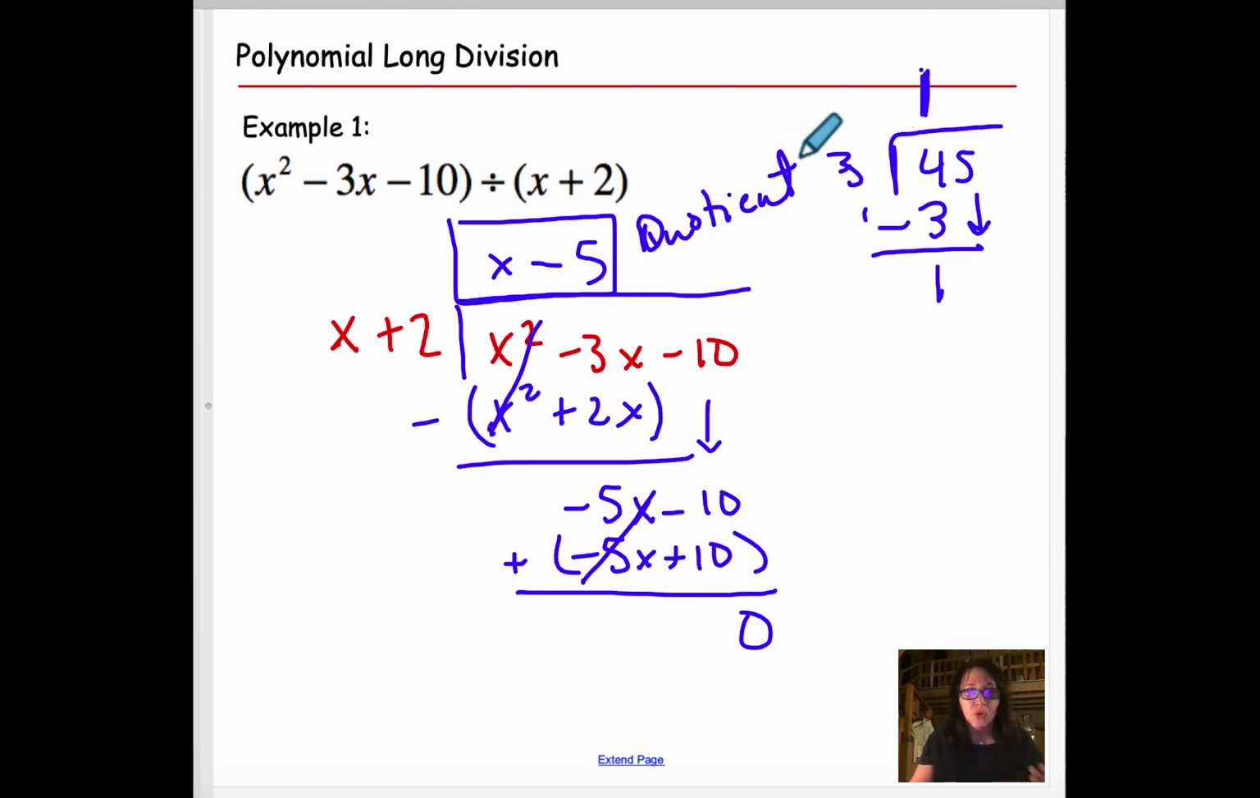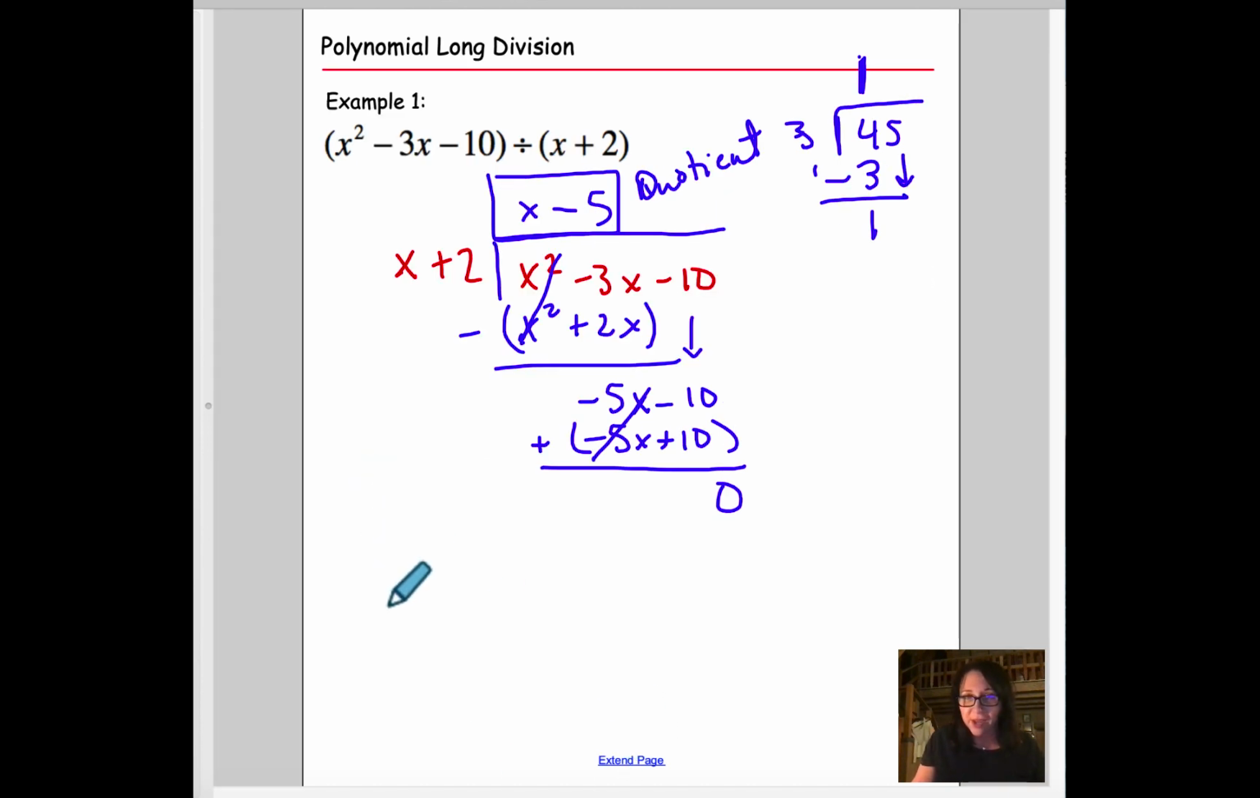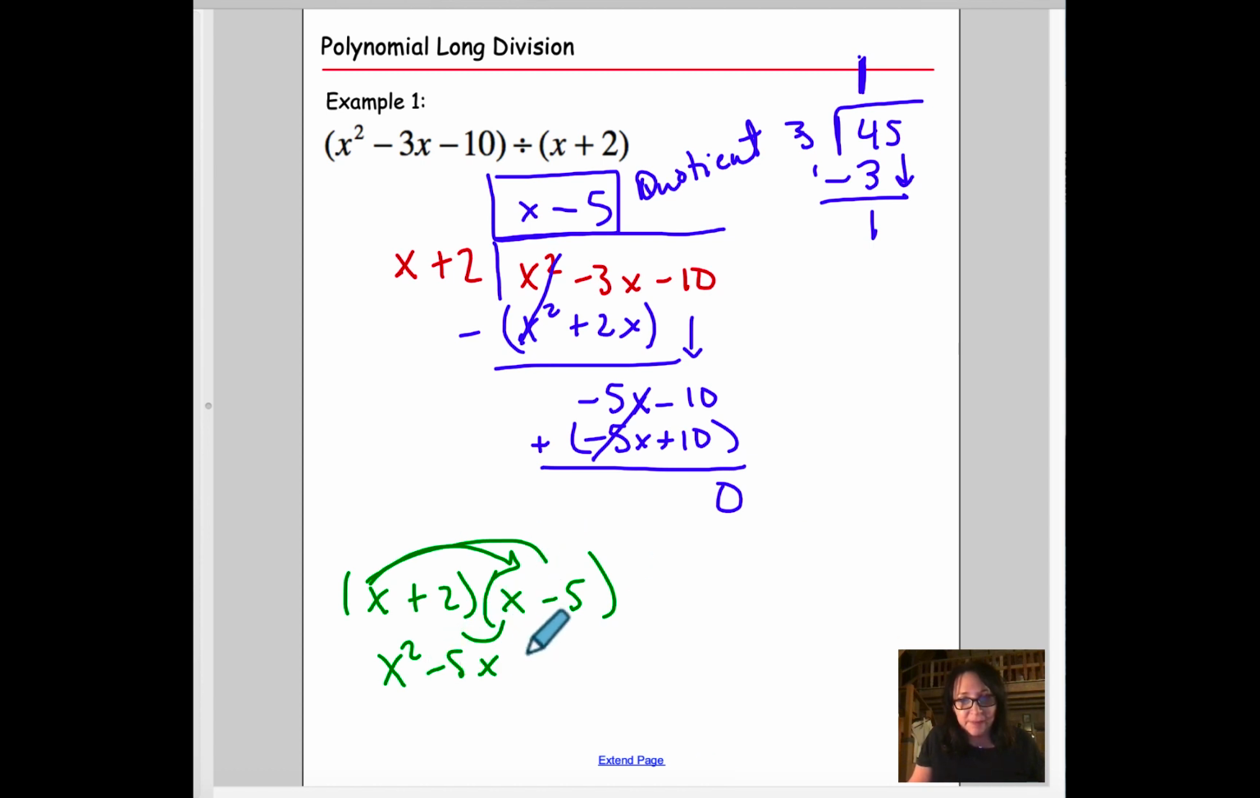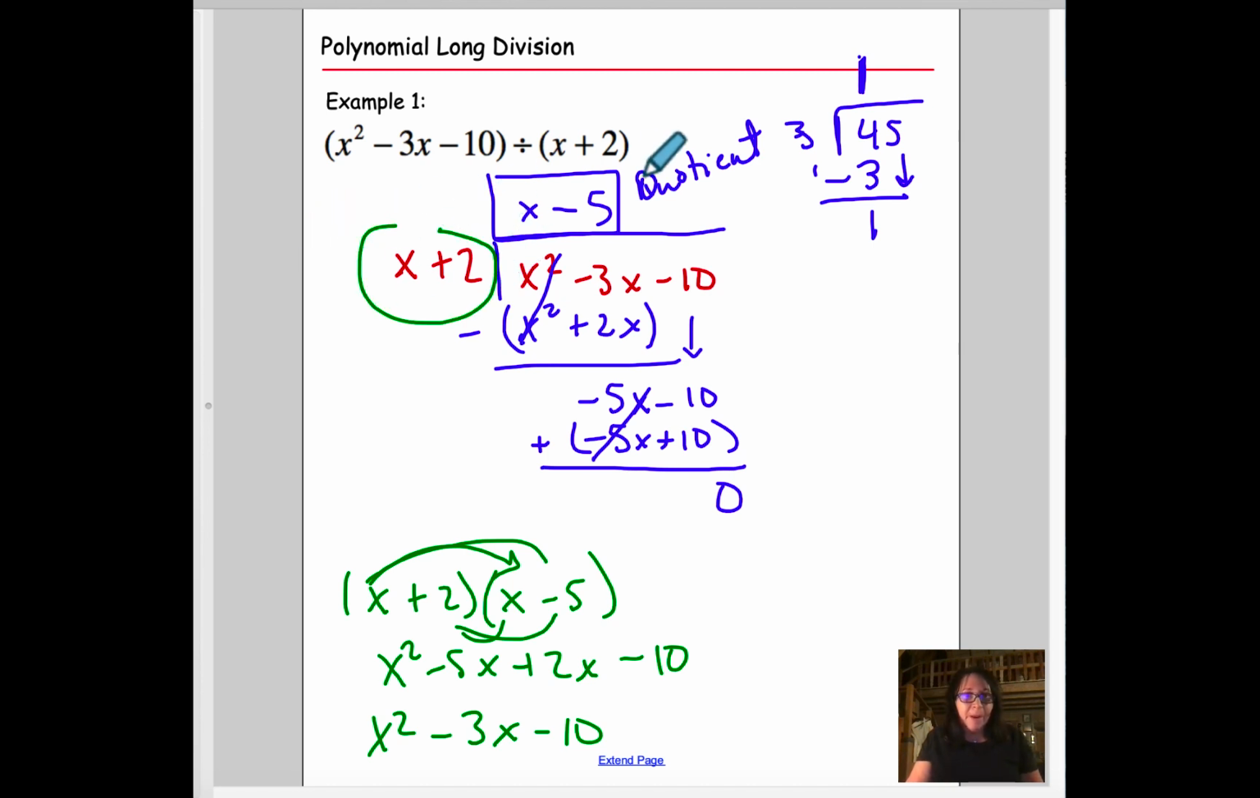Now, you can always check your work, and I know it's a little bit tedious to do this, but you can check your work, meaning I can go x plus 2. Like if I went 3 times my solution, I should get 45, right? So if I go x plus 2 times x minus 5, and I multiply that through, I get x squared minus 5x plus 2x, and then minus 10. If I did this correctly, I should get what my dividend is. If I multiply my divisor by my quotient, I should get my dividend.